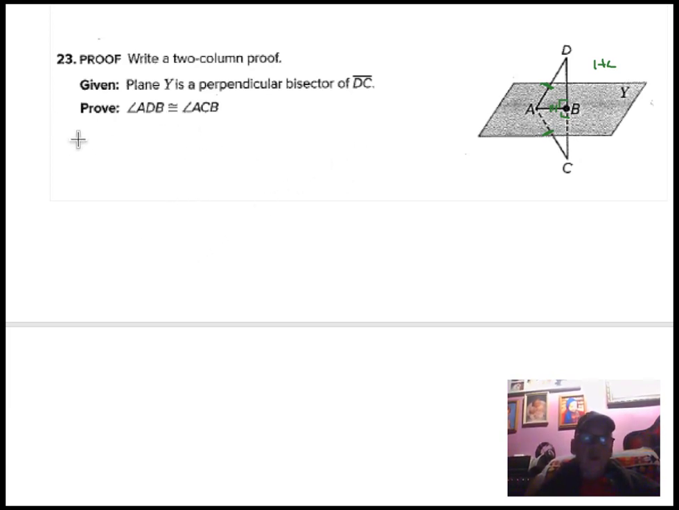So let's see what we can do. So for one, plane Y is perpendicular bisector of DC. That's given. From that, then we can say that AB is perpendicular bisector of DC.